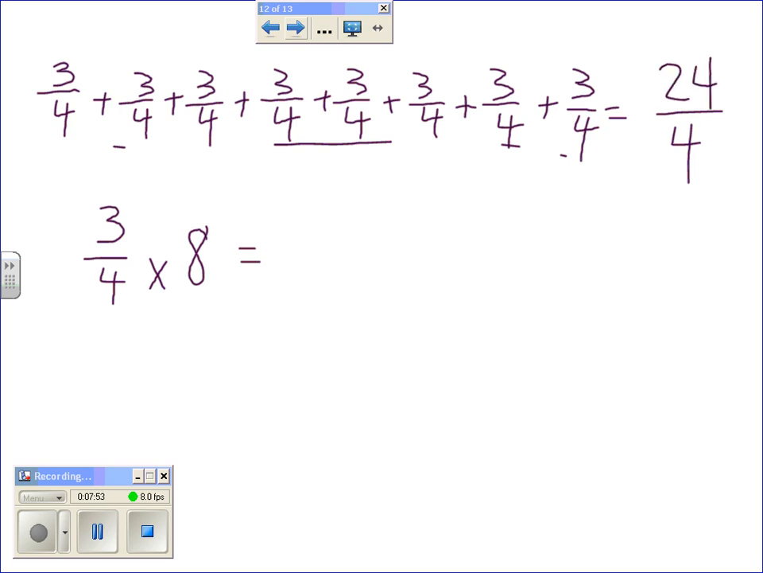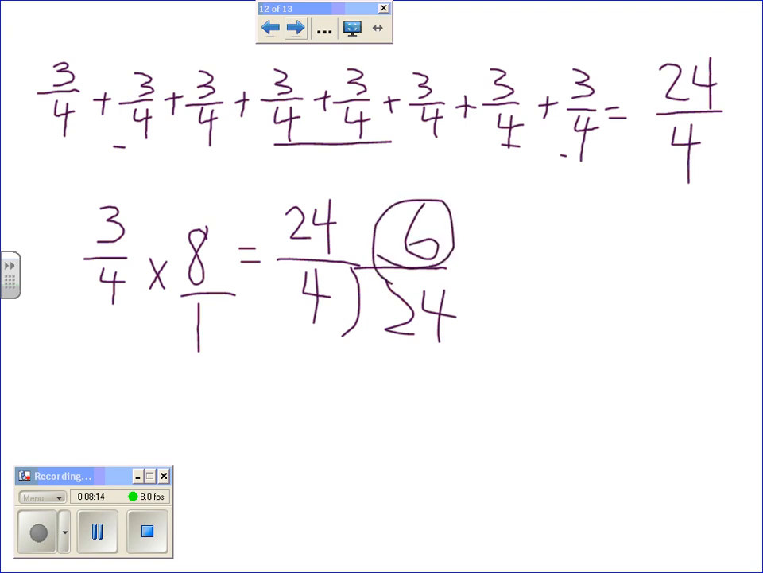Or, more simply, we can just multiply, as we've been doing. Rename my whole number as a fraction by putting it over 1. Multiply straight across. 3 times 8 is 24. 4 times 1 is 4. We can divide to rename to get 6. 3/4 times 8 equals 6.